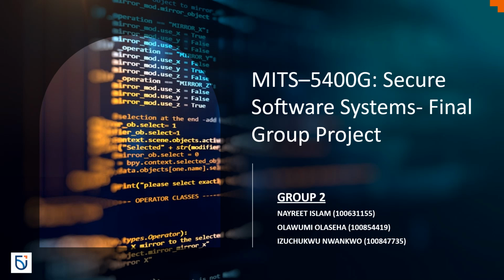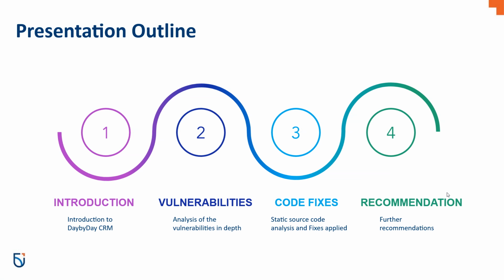As we know, vulnerabilities in a system pose a security risk when exploited by threat actors, as it could lead to failure of confidentiality, integrity, and availability of the system. In the course of this presentation, we will analyze the vulnerabilities identified in the Day-by-Day CRM software, the static code analysis, and the fixes applied to mitigate potential security risk. And finally, we will make additional recommendations where required.